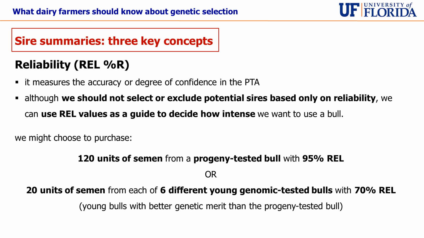Here I have an example. Let's say that we have to buy 120 units of semen. Basically, we have two potential options. We can buy the 120 units of semen from the same bull, a progeny test bull with 95% reliability, or we can buy 20 units of semen from 6 different young genomic tested bulls. These young genomic tested bulls have higher genetic merit than this progeny tested bull, but have lower reliability because they don't have daughters. So in the next slide, I will show you that this is the best strategy in this scenario. Why is that?